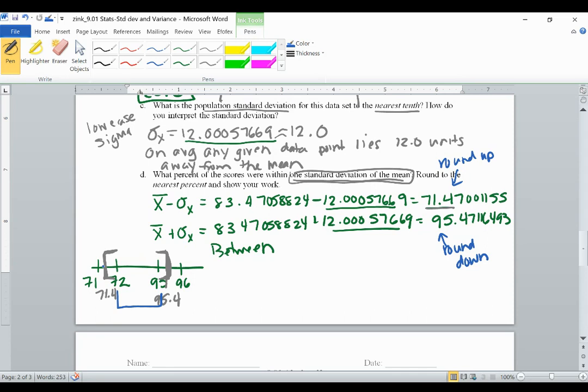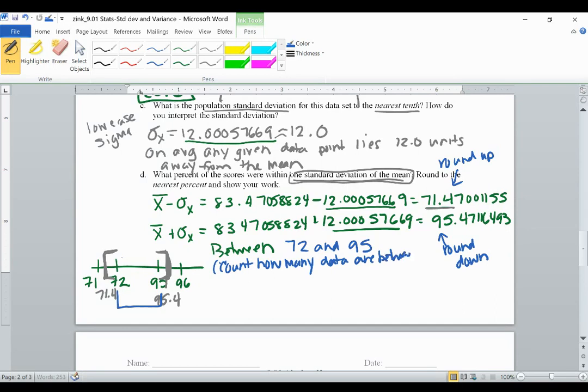As soon as we go beyond that gray line, we're no longer within one standard deviation. We're a little bit more than one standard deviation from the mean. So you really have to make sure you either draw this number line every time, or just remember that the bottom number you round up and the top number you round down. So we need to be between 72 and 95. Now we're going to count how many data points are between there.